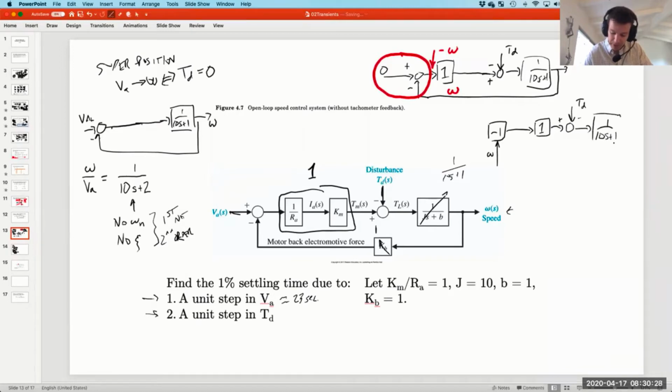Again, I'm going slow because this is the first manipulation I've done of these diagrams with you watching. But that's the key here: when VA is 0, this left-hand summing junction reduces to an inversion on the omega signal.